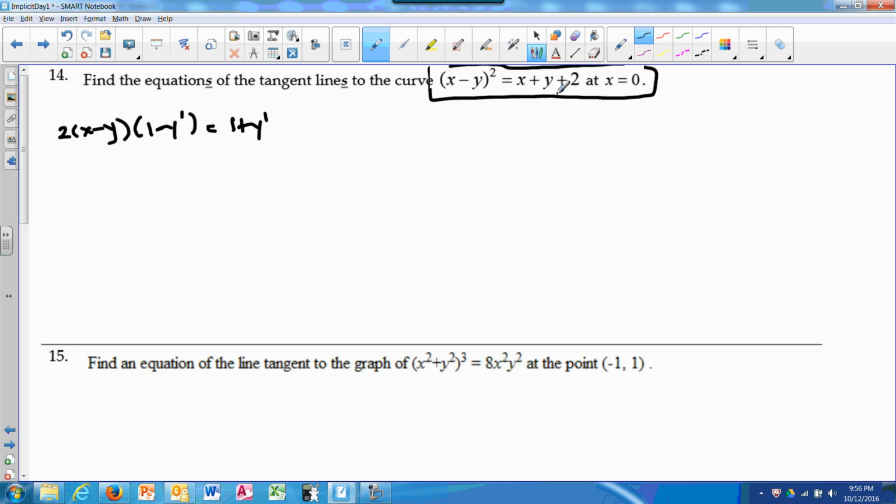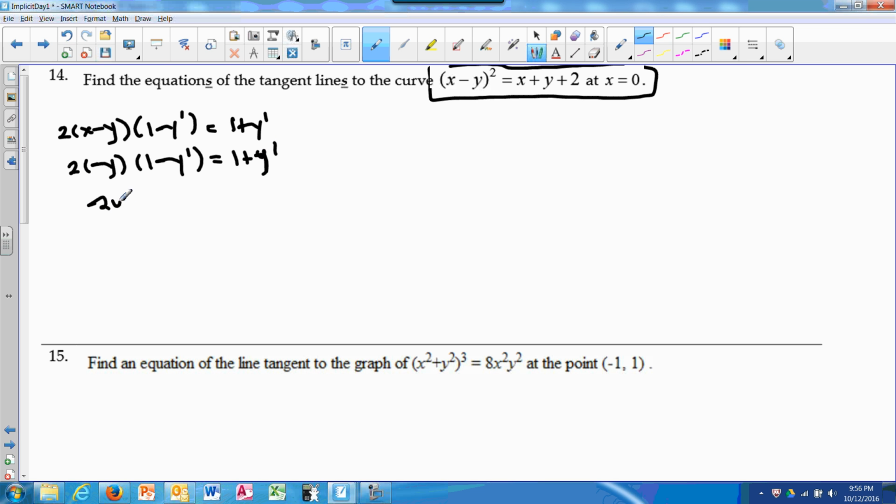And we're going to use this at x equals 0. Problem is, at x equals 0 doesn't really give us a full solution. Right now, if we put x equals 0 in, we get 2 times negative y, 1 minus y prime, equals 1 plus y prime.